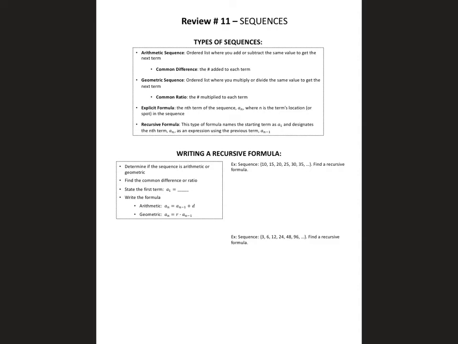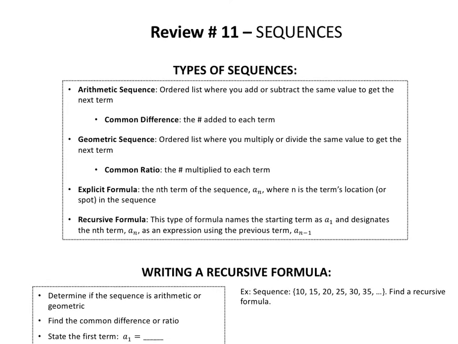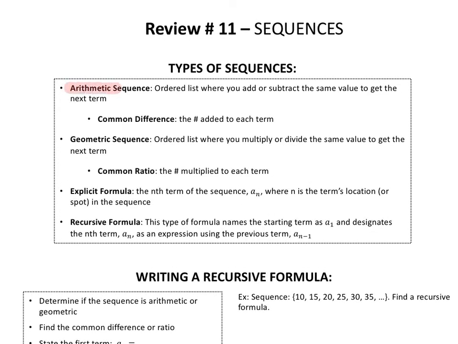This review video is on sequences. There are two different types of sequences that we're looking at. The first one is called an arithmetic sequence. An arithmetic sequence is an ordered list where you add or subtract the same value to get the next term. That number that you add or subtract is called the common difference, and it's added to each one. So for example, if you start with 1, if the common difference is 3, you're going to add 3 every time to get the next number in the sequence.